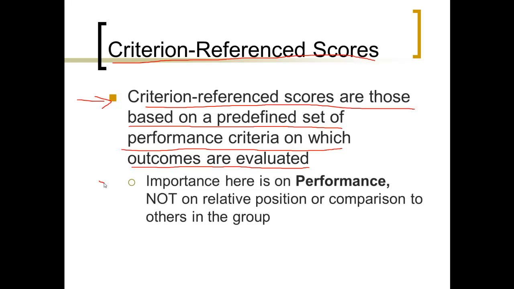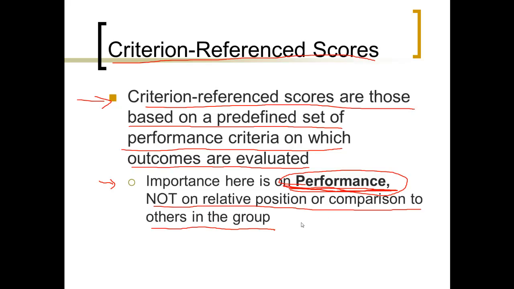Now, the importance here is on performance, and that's pretty much what we're looking for in our students, not on the relative position or comparison to others in the group. Here we're measuring everybody against the performance standards that we've got for you and everybody else that's being tested, not to compare whether Johnny or Sue's scores are close or far apart from each other. So it's a whole different way of looking at scores. Are you comparing people to people or people to performance? And in vocational education, this is pretty much what we do a whole lot of the time, our criterion referenced scores.